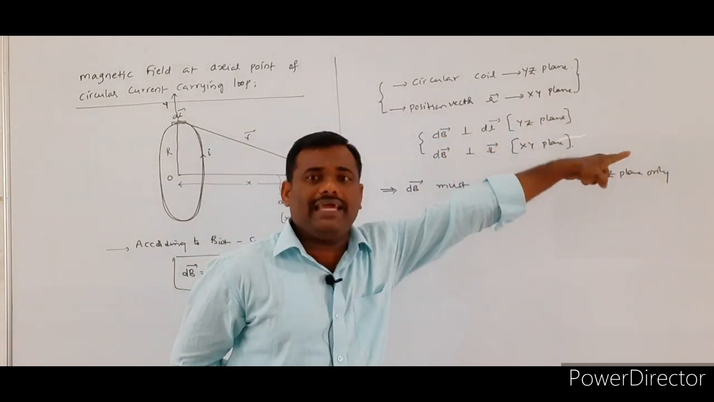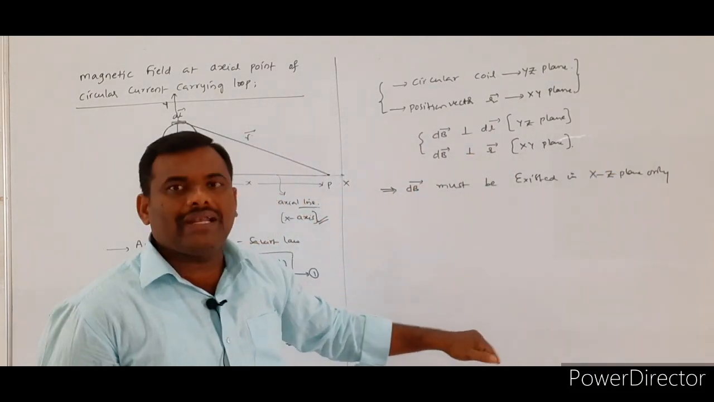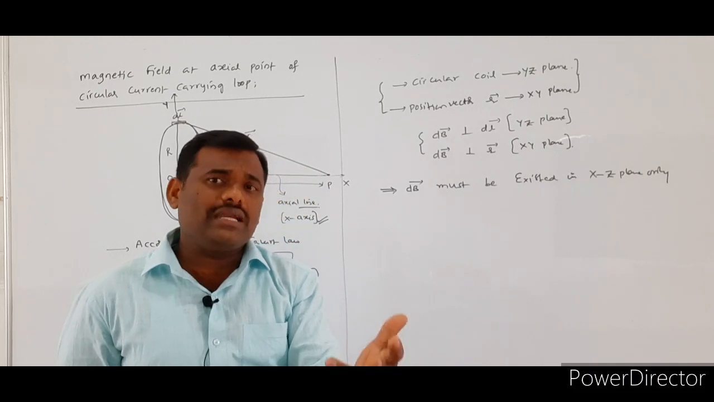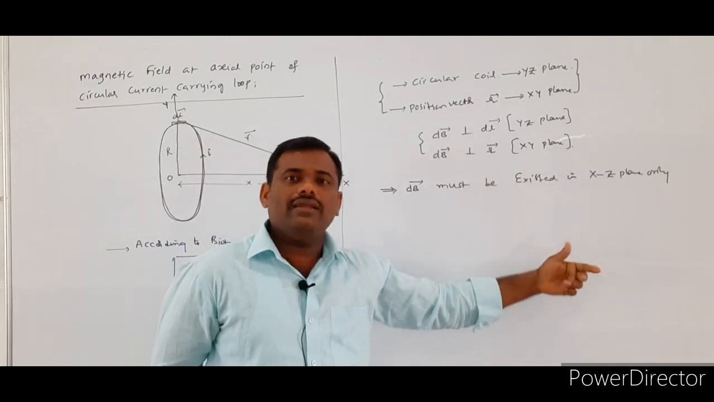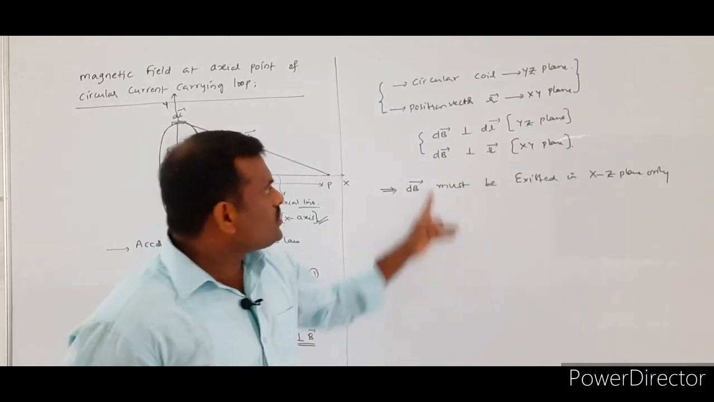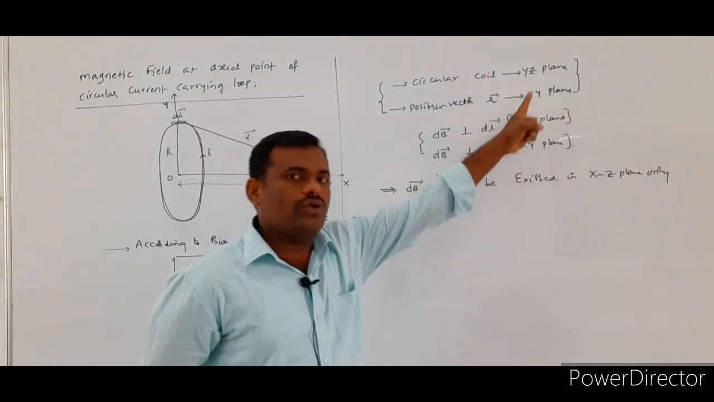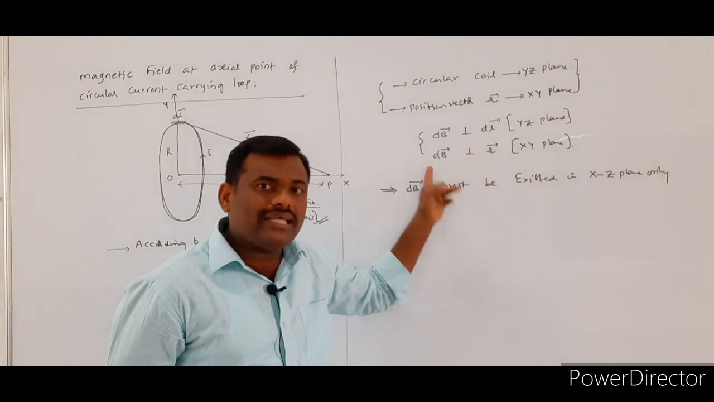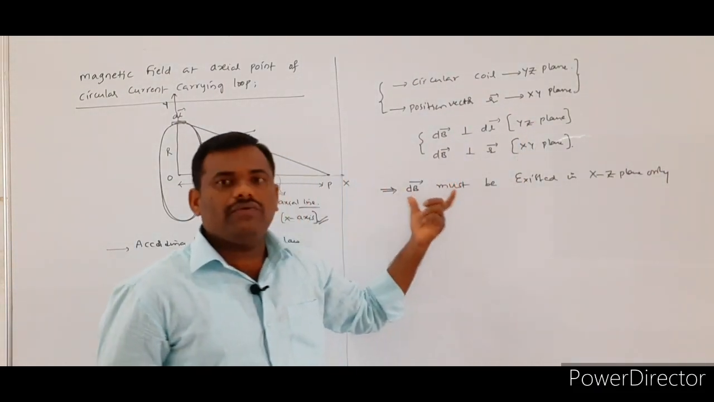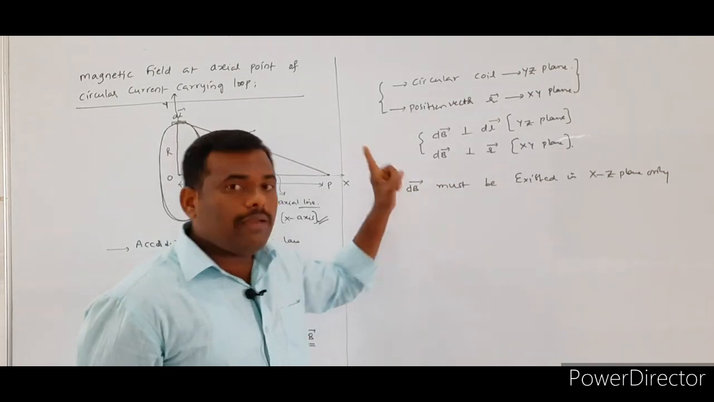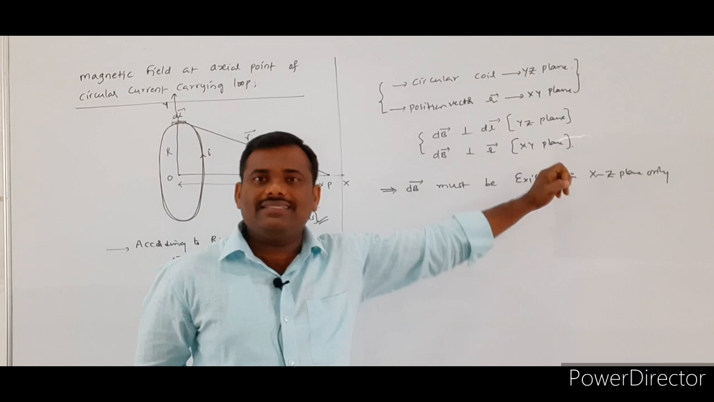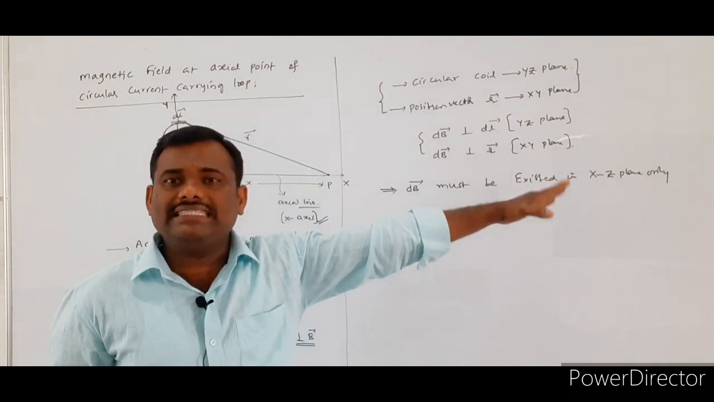So from the above two examples, what we have to confirm is dB bar is perpendicular to the YZ plane, and the dB bar is also perpendicular to what? XY plane. Only three planes we have in the 3D plane. One is XY plane, YZ plane, and ZX plane or XZ plane. So dB bar is perpendicular to YZ plane, as well as dB bar is also perpendicular to XY plane. Means this point we have to understand, the dB bar, the magnetic field vector, must be existed in the XZ plane.